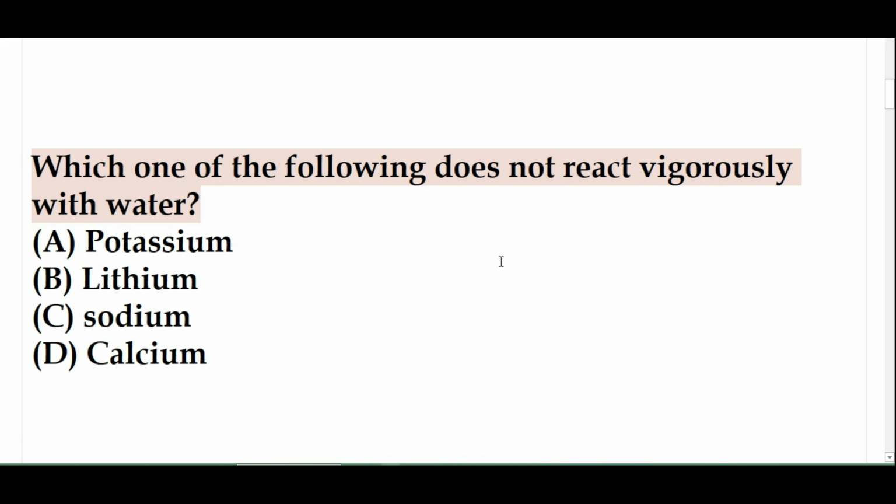Which one of the following does not react vigorously with water? Calcium. Calcium does not react vigorously with water.